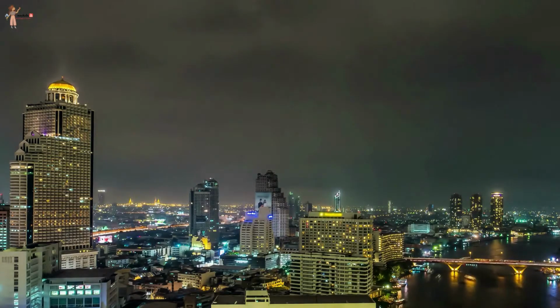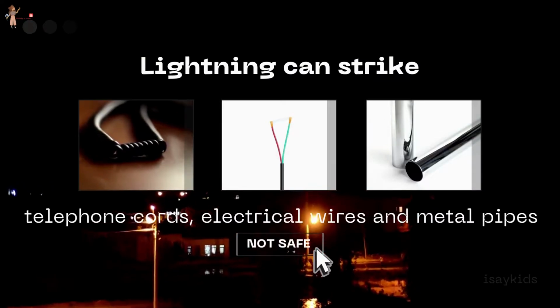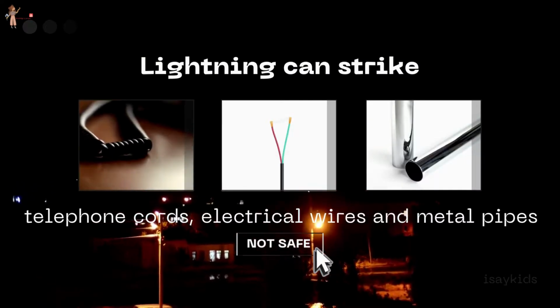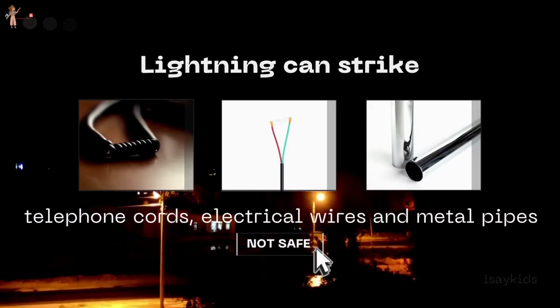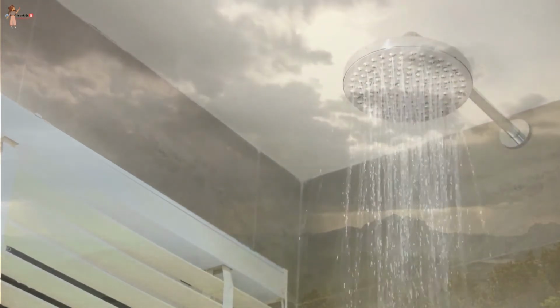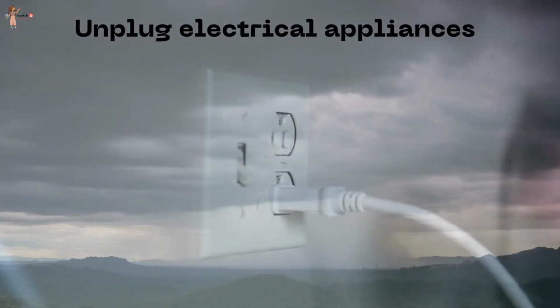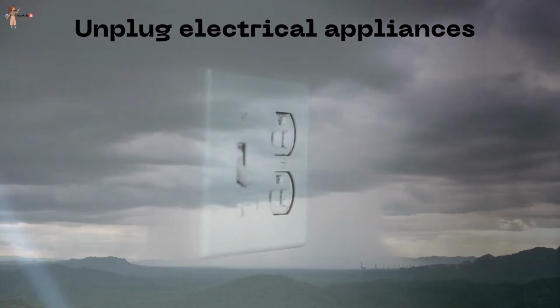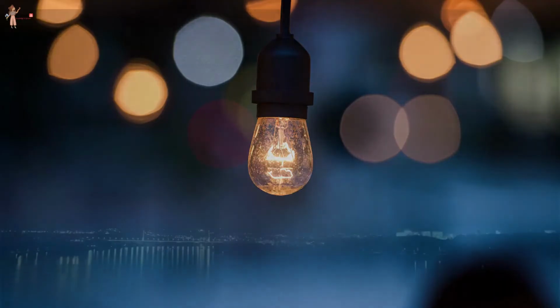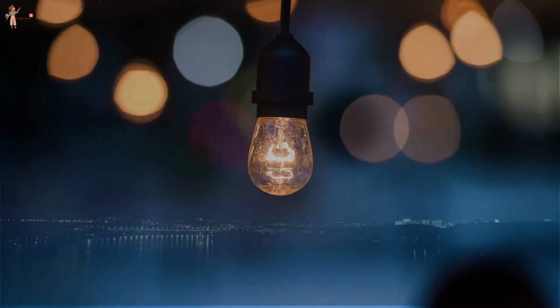If you are inside a house, lightning can strike telephone cords, electrical wires, and metal pipes. During a thunderstorm, contact with these should be avoided. It is safer to use mobile phones and cordless phones. Bathing should be avoided during thunderstorms to avoid contact with running water. Electrical appliances like computers, TVs, etc. should be unplugged. Electrical lights can remain on, they do not cause any harm.